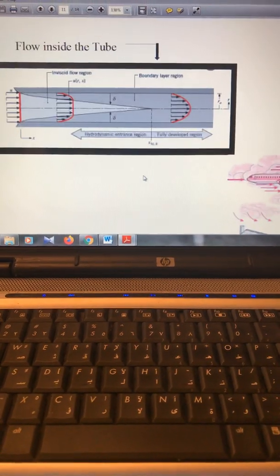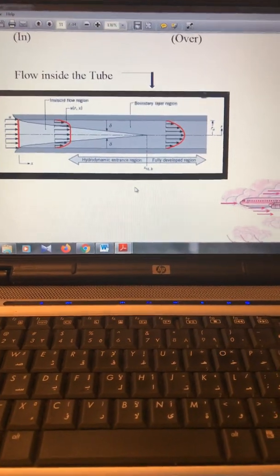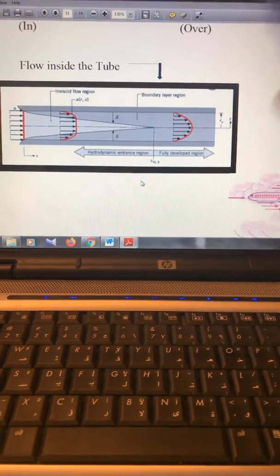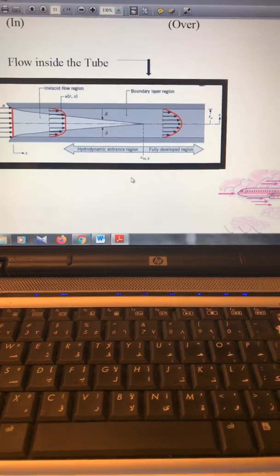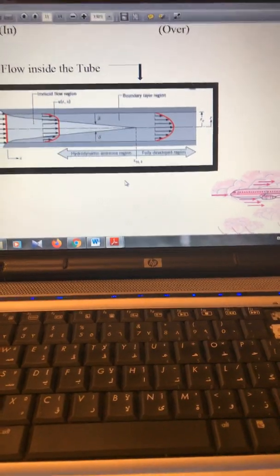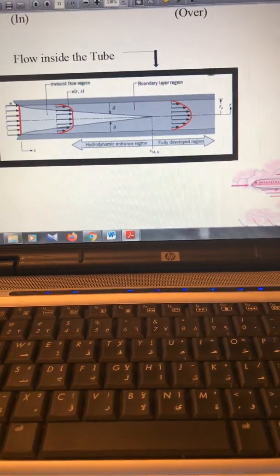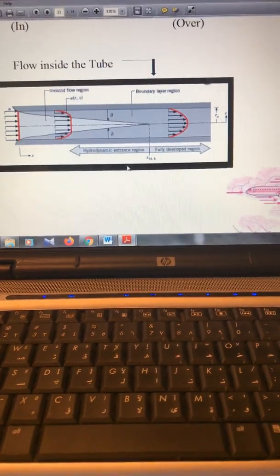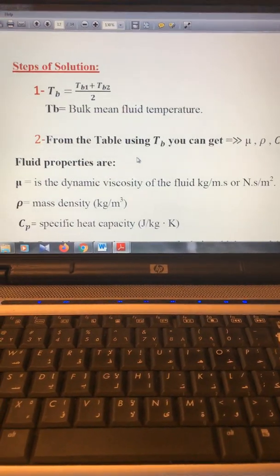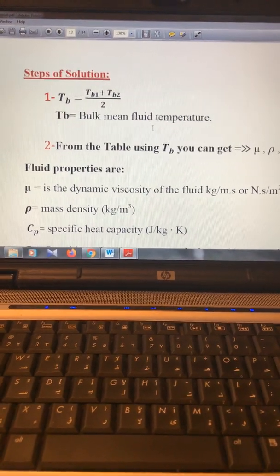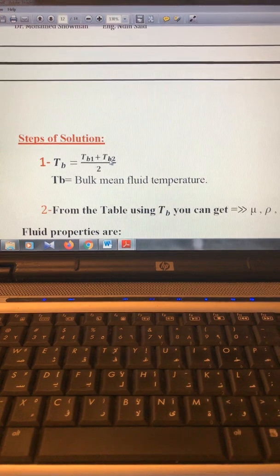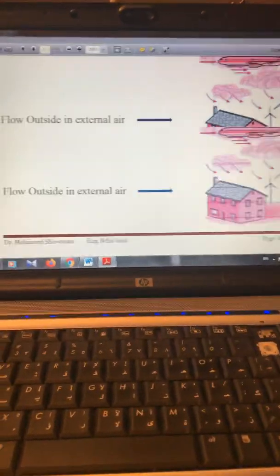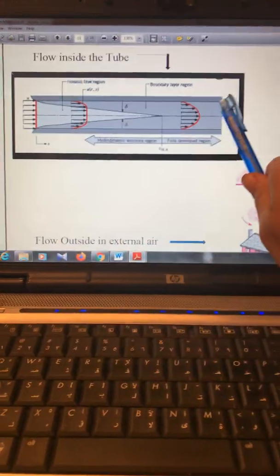So we have many types of temperature. We have a temperature here and a temperature there, and maybe sometimes they give you the temperature of the atmosphere. There is another one that is called the bulk mean fluid temperature, which is (TB1 plus TB2) divided by 2. What is the bulk mean fluid temperature? It is the average of the temperatures TB1 and TB2.